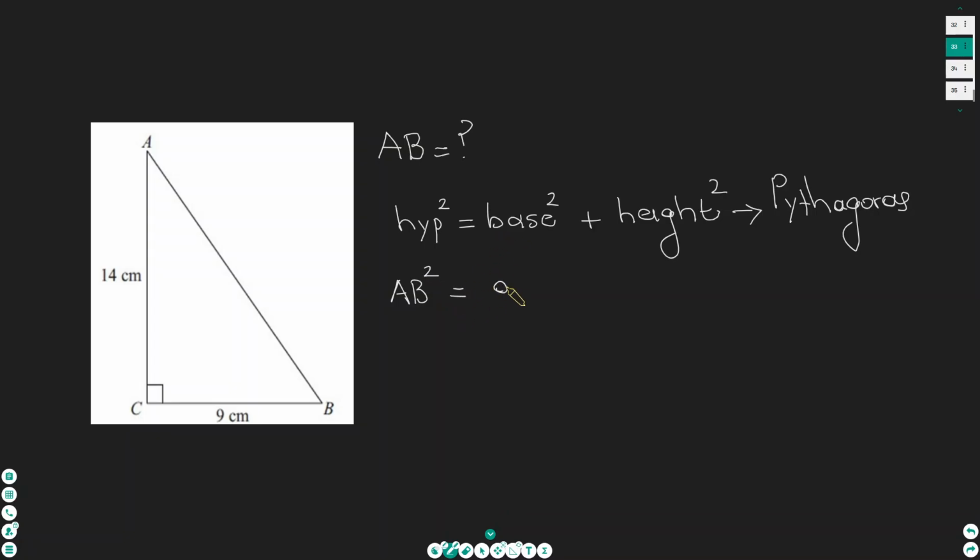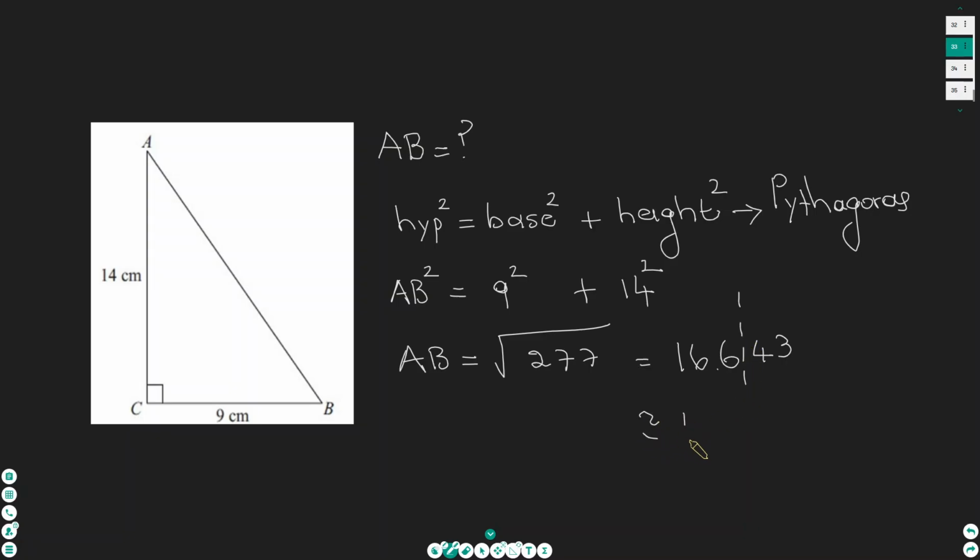The base is 9. The height is 14. And using this equation, we can easily find the side AB. So this is the square root of 277. Rounded to one decimal place is 16.6 centimeters.